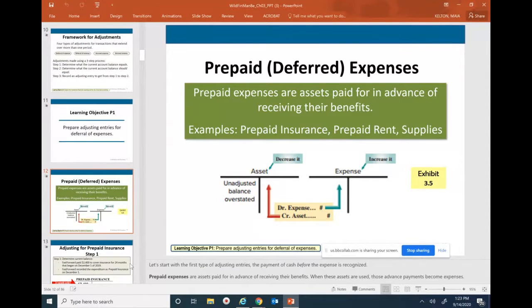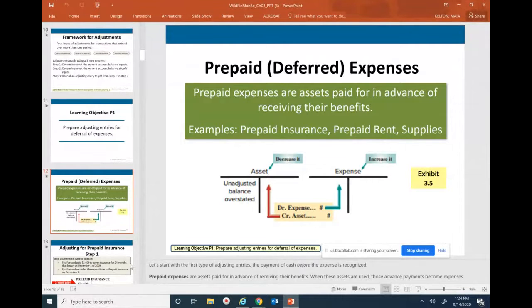So the original journal entry is the purchase of that asset. The original journal entry will involve a decrease in the cash account. So when the company buys insurance for 12 months, their prepaid insurance will go up and their cash will go down. That would defer an actual expense until the company uses up the insurance.